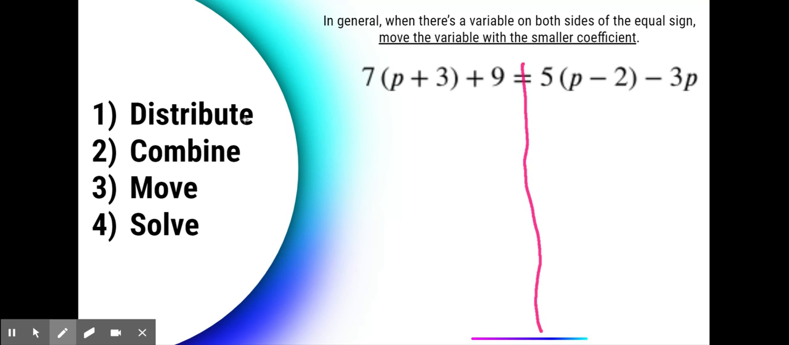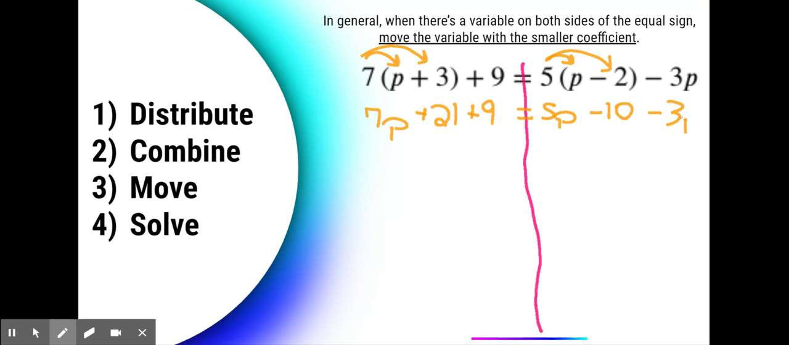We want to go through the equation and clear our parentheses. So on the left side of the equation, I have distributive property here. So 7 times p is 7p, and 7 times 3 is 21. I'm going to copy the plus 9. I'm going to copy my equal sign. Then on the right side of the equation, 5 times p is 5p, and 5 times negative 2 is negative 10. And I will bring down the minus 3p.